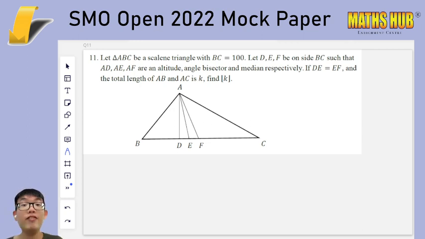For question 11. ABC is a scalene triangle with BC equals 100. D, E, F are on side BC such that AD, AE, and AF are an altitude, angle bisector, and median respectively. We are also told that DE is equal to EF. And we are asked to find the floor of AB plus AC.